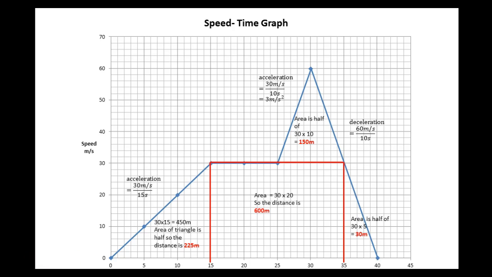All I have to do now, as I say, is add them up. So I'm going to add 225 plus 600 plus 150 plus 30 meters, and that gives me a total of 1005 meters. So the total distance travelled is 1005 meters. And so we have a total area, when we add all of these up, of 1005 meters.